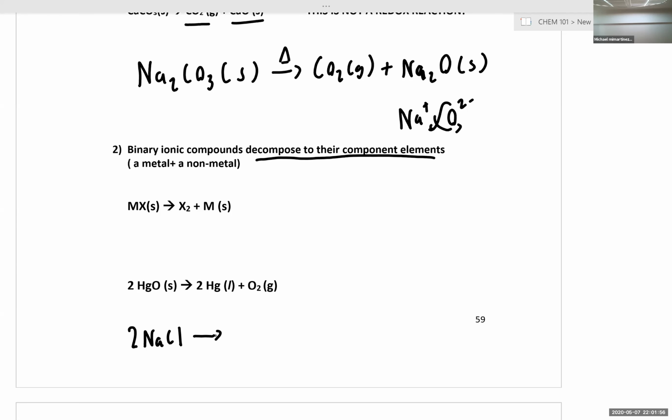What will sodium chloride decompose to? What are the component elements in sodium chloride? Sodium, yep. Okay. And what is the elemental form of chlorine? What is the formula of elemental chlorine? Cl2. Exactly. Now we just balance our atoms and our equation is balanced.